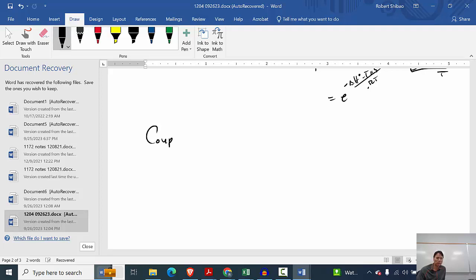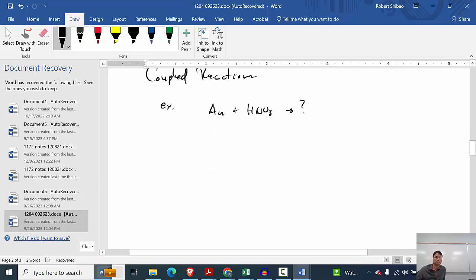The last one, and I forgot to talk about this the other day, is coupled reactions. So this is the final section of chapter 13. So one example is gold and nitric acid. So if we do gold and nitric acid, we'll inventory this. So we have solid gold, H plus, nitrate, and water. And then we'll label this.